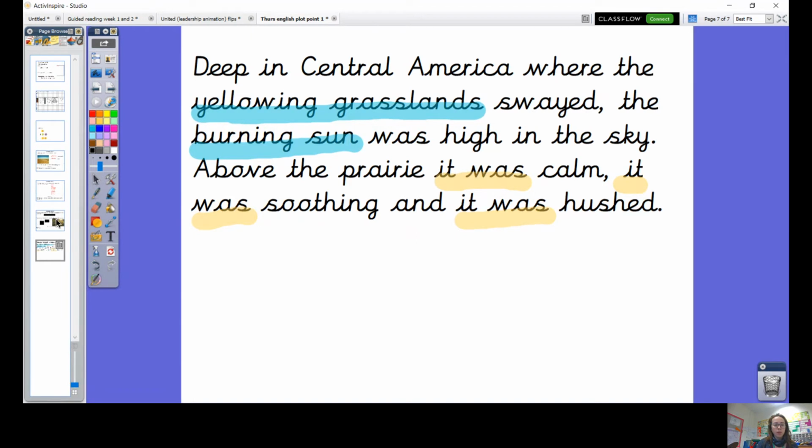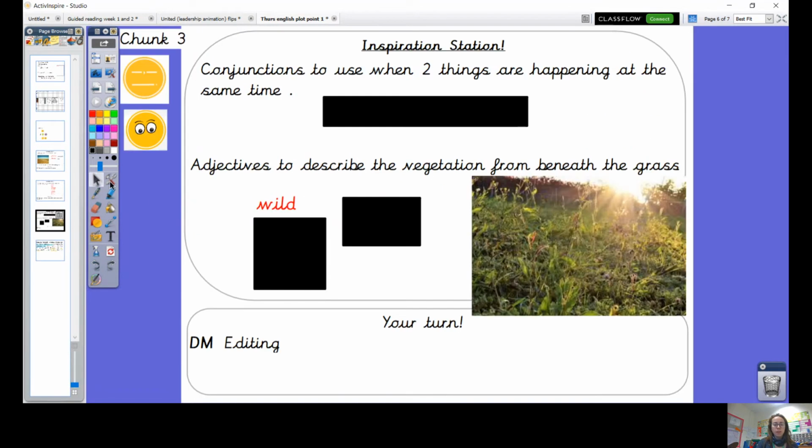Okay, let's move on to our third chunk today. So in our third chunk, we've got our complex sentence we're going to write. And we know that for a complex sentence, we need some conjunctions, don't we? Well, we need one conjunction. In this last sentence, I'd like us to talk about 2 things that are happening at the same time. A little bit of a challenging question, but just have a little think. Can you think of any conjunctions that help us describe 2 things that are happening at the same time? Have a think, and I will give you 2, so you've got 2 to choose from. Do that now.